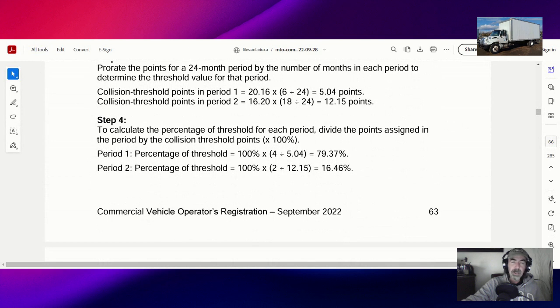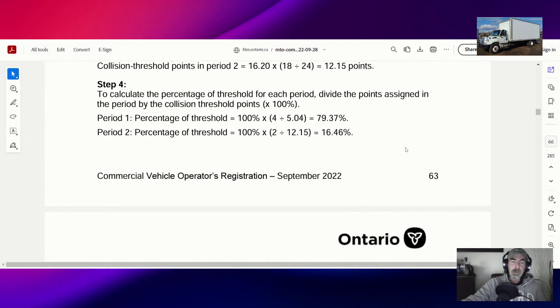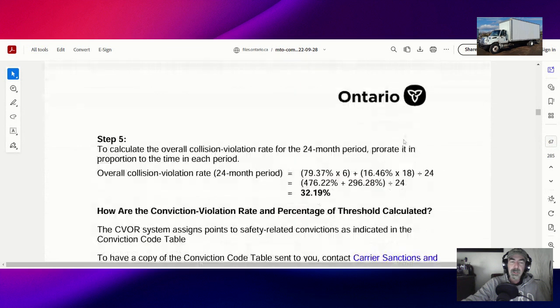Step 4. To calculate the percentage of threshold for each period, divide the points assigned in the period by the collision threshold points times 100%. Period 1, percentage of threshold equals 100% times (4 divided by 5.04) equals 79.37%. Period 2, percentage of threshold equals 100% multiplied by (2 divided by 12.15) equals 16.46%.